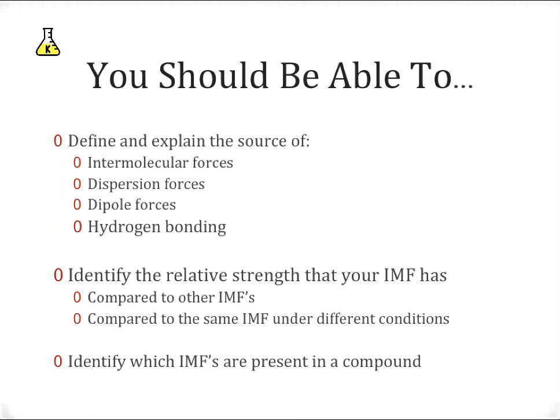Basically, we just outlined what these different types of intermolecular forces were and how to identify them was our big idea. You should be able to define all of those terms: intermolecular forces, dispersion, dipole, and hydrogen bonding. You should be able to identify the relative strengths that the intermolecular force has compared to the other intermolecular forces, which is very simple, but also compared to itself. In each case, we talked about different scenarios where a particular intermolecular force might be stronger or weaker, just like we talked about with having multiple hydrogen bonds just recently. You should be able to make those comparisons as well.